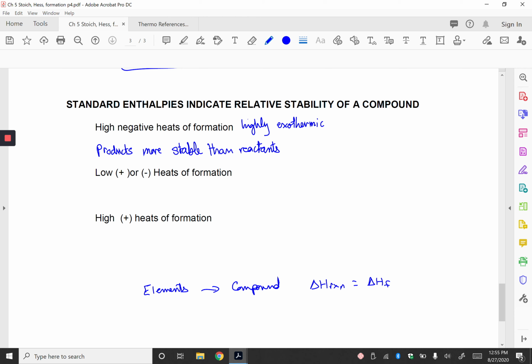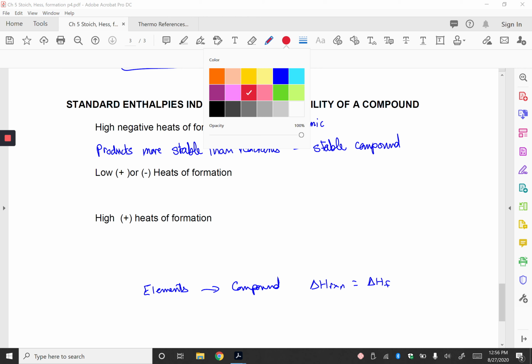If it's an exothermic reaction, that means the reactants released energy to get to the products, so the products have a lower potential energy and therefore are more stable than the reactants, which means we formed a stable compound. So if we find a compound with a high negative heat of formation, that means it's a pretty stable compound. Let's say it is a very high positive value. So I'm going to skip this one for a second.